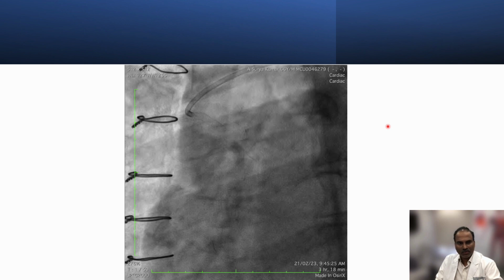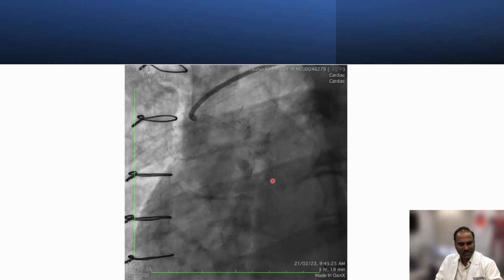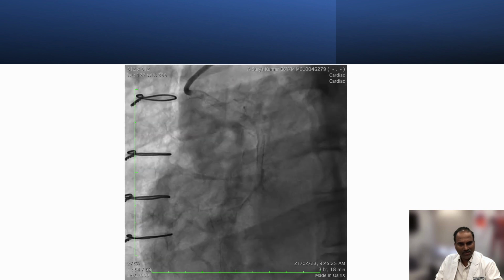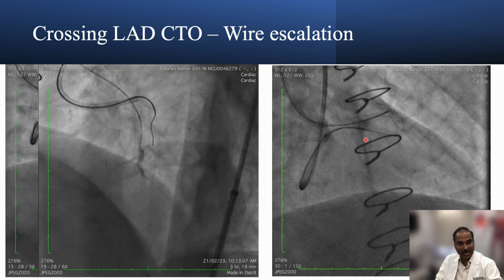We checked the SVG to LAD first just to make sure everything is fine, and then we went ahead wiring retrograde directly. So it's a direct retrograde without antegrade preparation. We can see this is Gaia 2, which went up to the distal cap, but from there it is getting diverted, and we can see in the other view how Gaia 2 is going out of the way at the distal cap because of the tough distal cap.